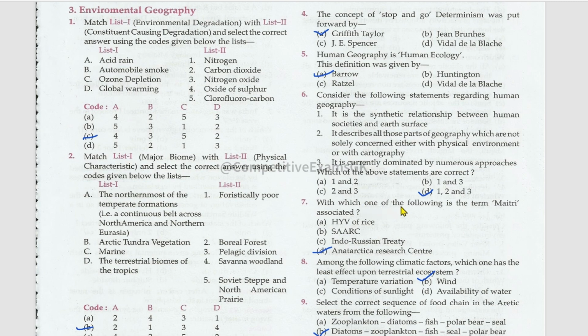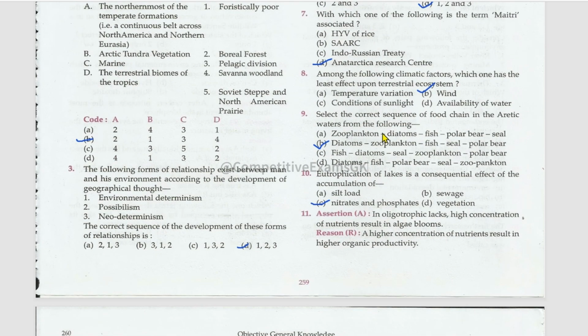With which of the following is the term Maitri associated? Antarctic Research Center. Among the following climatic factors, which one has the least effect upon terrestrial ecosystem? That is wind. Select the correct sequence of food chain in the Arctic waters from the following. Okay, correct sequence: diatoms, then zooplankton, then fish, then seal, then the polar bear.